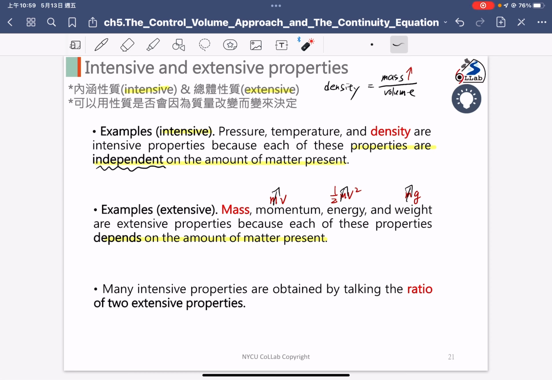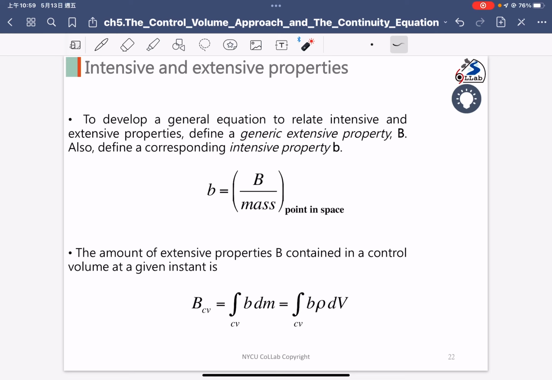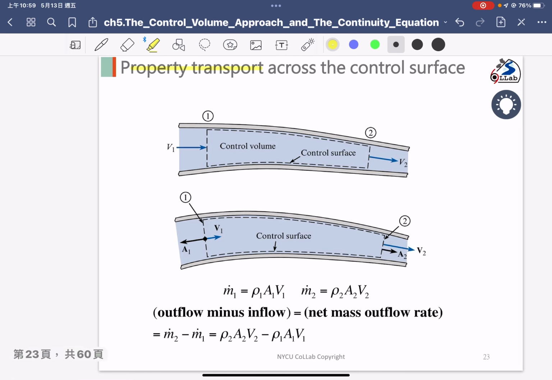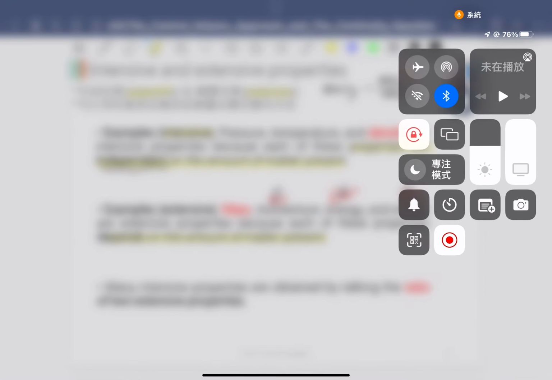Okay, maybe we can stop here for a 10-minute break. In the next class, based on the intensive and extensive properties, we will introduce property transport. How can we define the property transport in our problems? Okay, so we have a 10-minute break, and then we go back to class after 10 minutes.